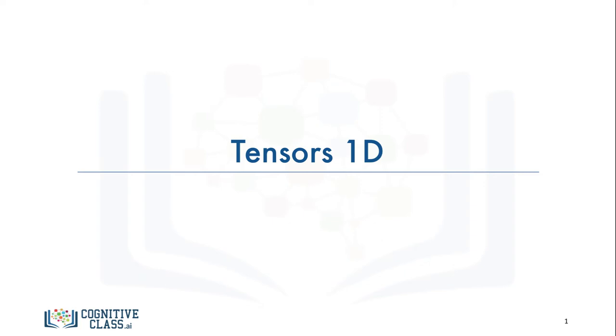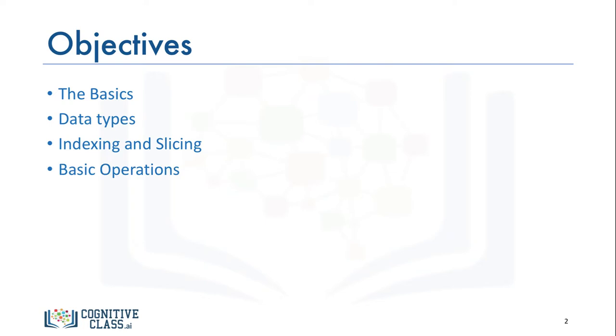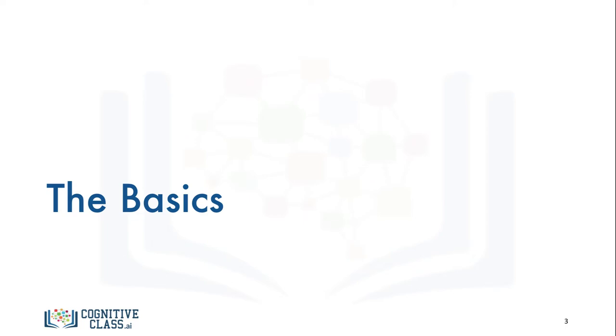In this video, we'll review 1D tensors, review some common operations that you'll likely use when building a network, preprocessing your data, or analyzing your results. Tensors are essentially arrays, but before you build a neural network, you must learn the basics of tensor operations, data types, indexing and slicing, basic operations, and universal functions. Let's go over the basics.